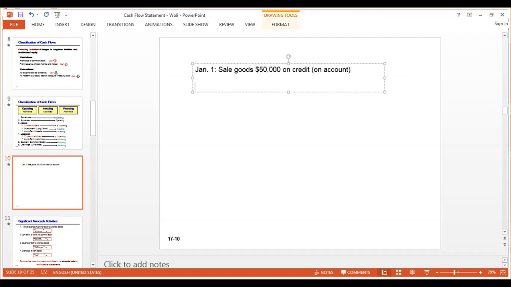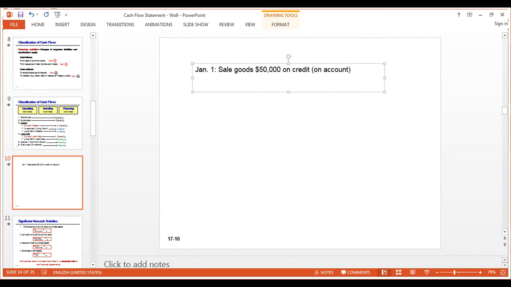So you sell your goods. Have you received cash? This sale is not related with cash. What is the meaning of on credit? What is the meaning of on account? Have you learned this from your principles of accounting course? You learned this, right? It means that you sell your goods but have not yet received cash.